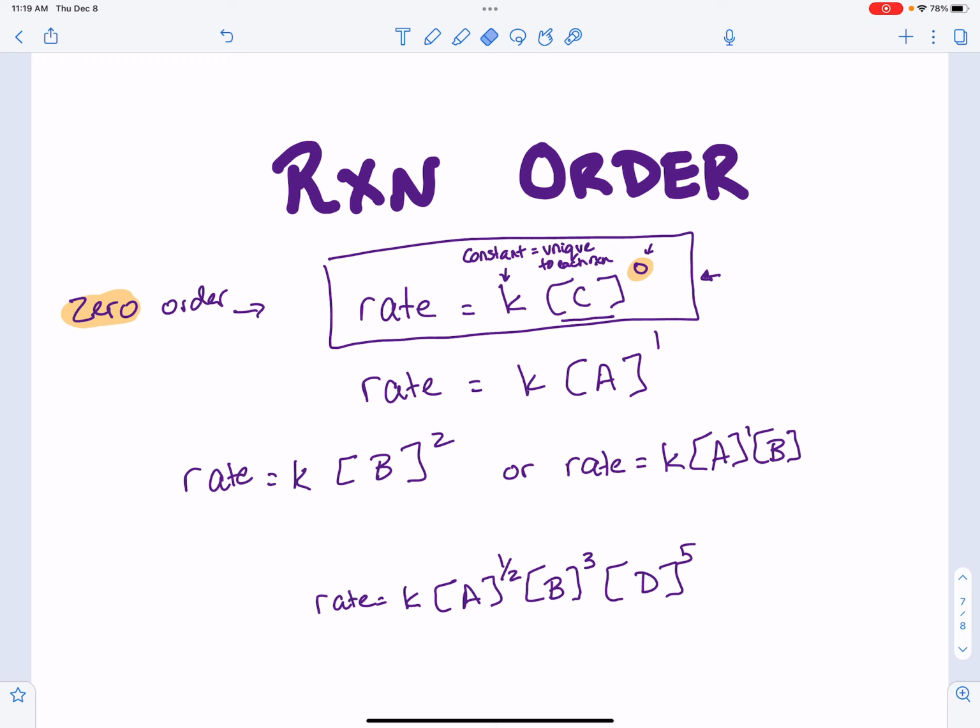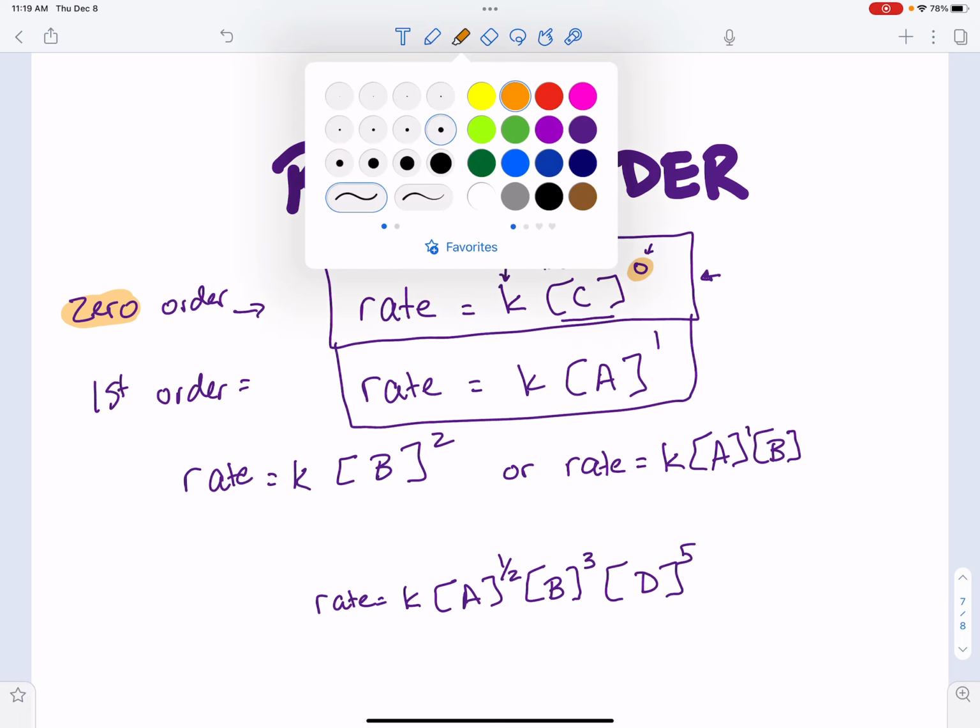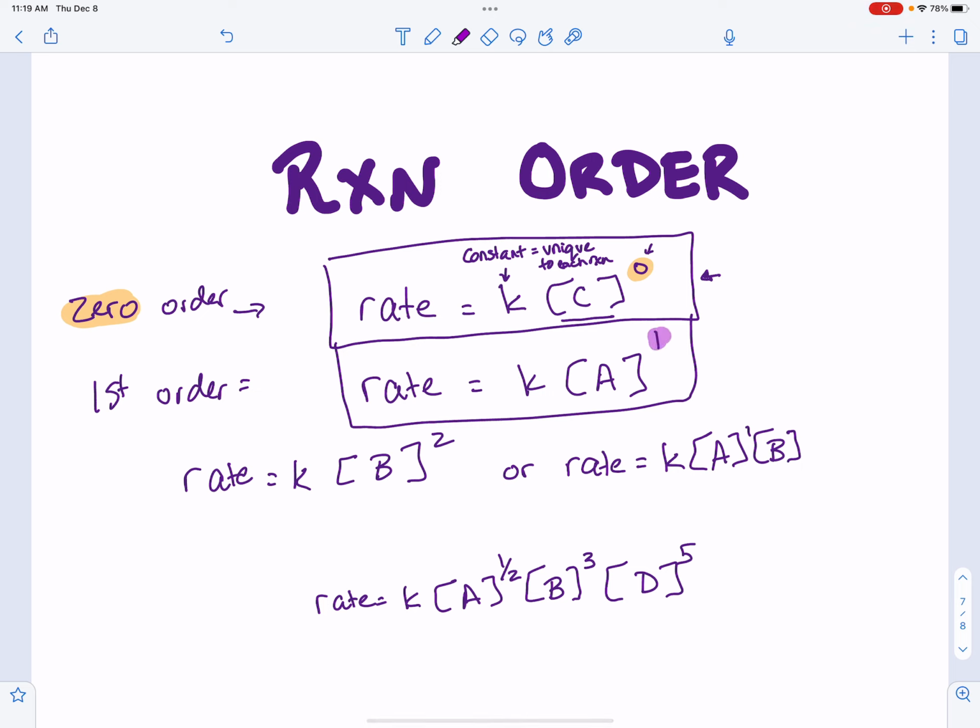So let's look at our next box. Our next box is going to be a first order reaction. And the reason it's first order is because my exponent is a 1. So again, for the order of the full reaction, you would add all the exponents in the rate law, but there's only one exponent. So this is first order with respect to A. It's also first order overall.